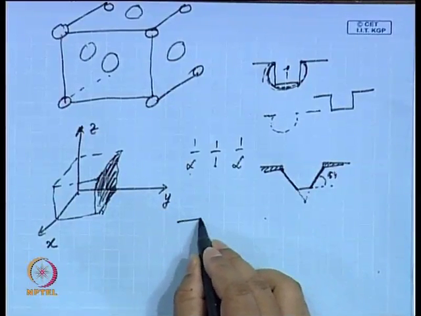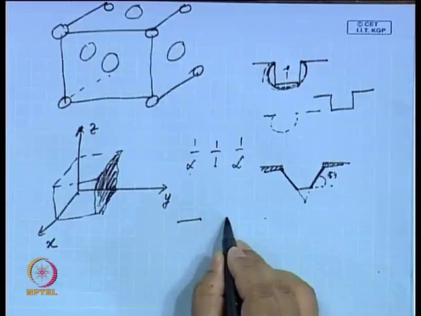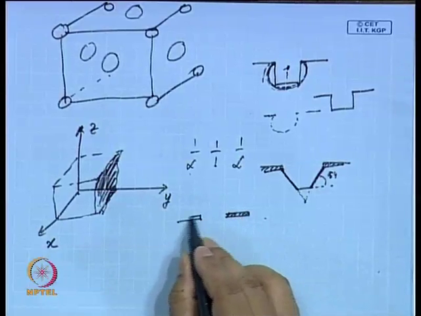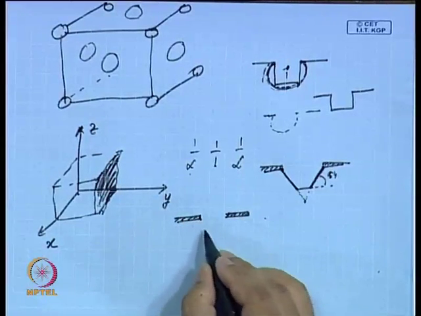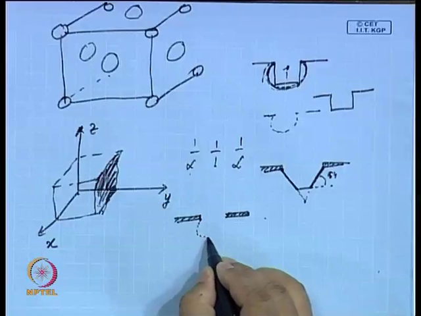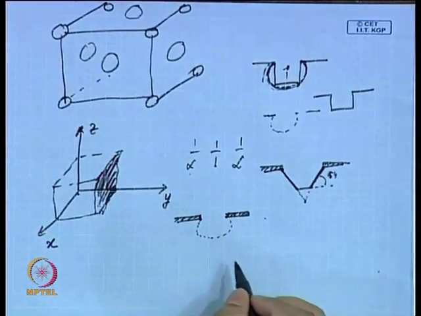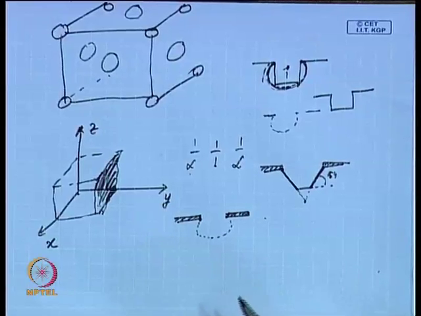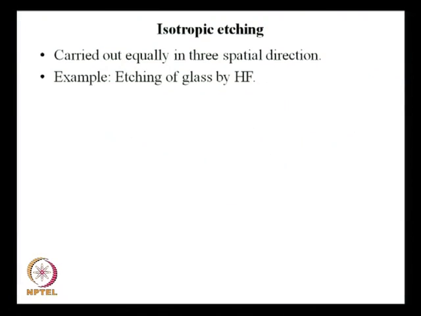So, if this is the area protected by mask, if this is the area protected by mask, you end up forming a channel which takes this kind of shape. This is a good example of isotropic etching. Example is etching of glass by hydrofluoric acid.